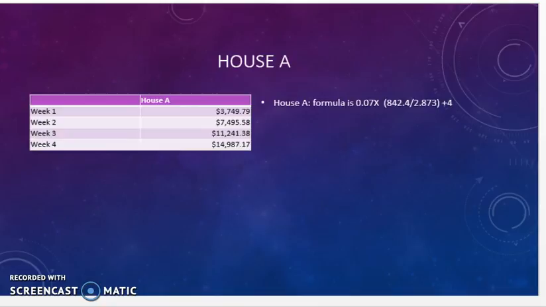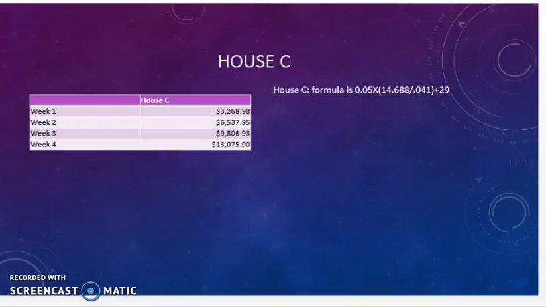Here's house A. The house A formula is how we got the weekly cost. We use the formula 0.07x times 842.4 divided by 2.873 plus 4. House B, here's the cost for a month. We use the formula 0.08x times 3816.576 divided by 4.773.